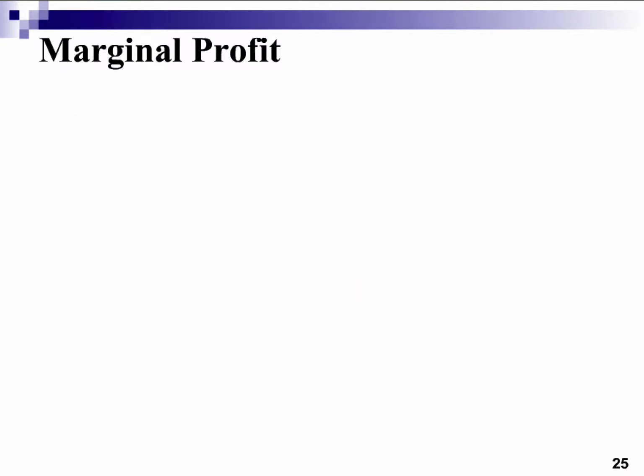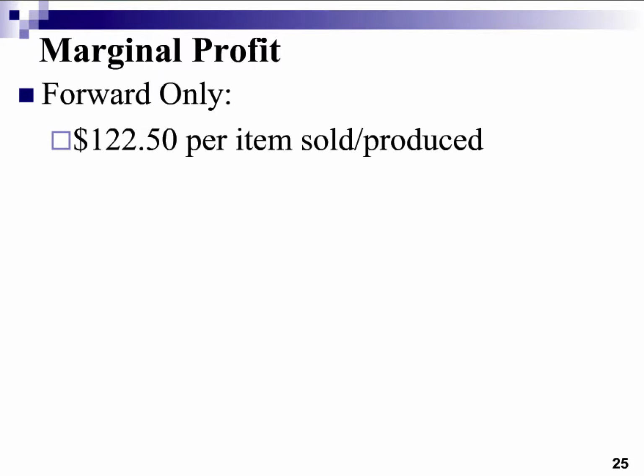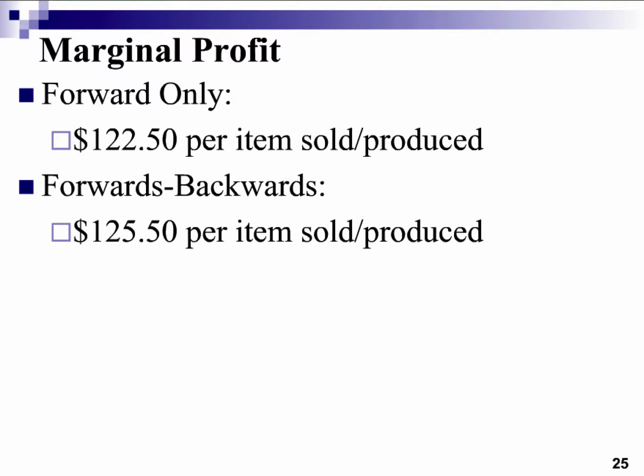So let's wrap all this up here at the end with this example. Using the forwards only method, we found that the marginal profit at 20 items was $122.50 per item sold and produced. If we go back and look at the forwards backwards method, we got $125.50 per item sold and produced. Now, if you go back and look at the picture that we generated using forwards backwards, we got a secant line that was very close to being parallel to the actual tangent line.